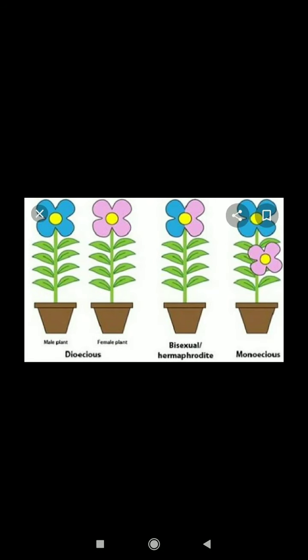Then again we have to define a dioecious plant. The male plant and female plant are different, meaning they are not on the same plant. And a bisexual or hermaphrodite plant is one in which both male and female parts are present. In a monoecious plant, both male and female parts are in one plant. Sometimes in some plants the female parts are in front, or sometimes the male parts are in front, and we can define it like that as monoecious and dioecious.